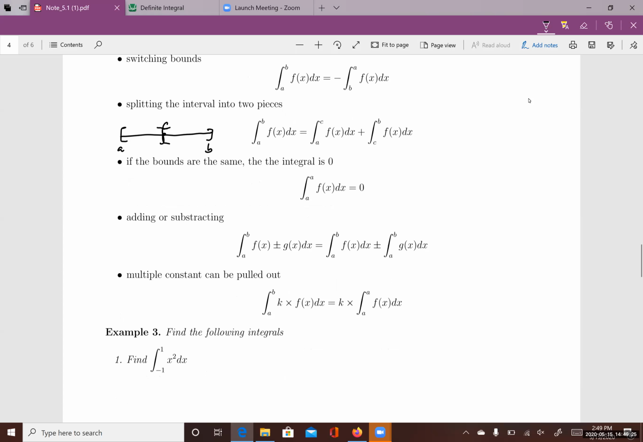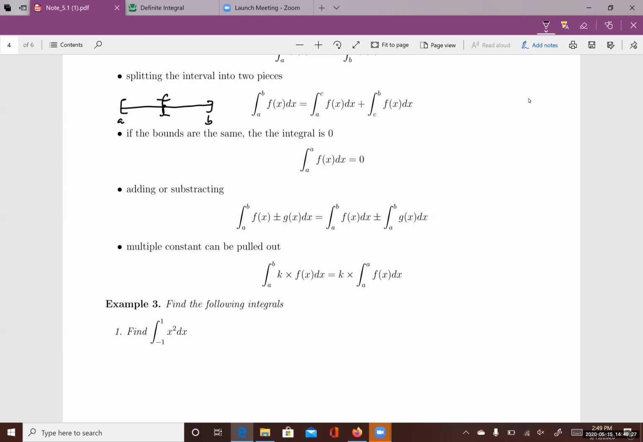Okay. Then you can add or subtract two definite integrals, right? If you are taking the definite integrals of two different functions on the same closed interval from A to B, then the definite integral of f of x plus or minus g of x from a to b is the same as the definite integral of f of x from a to b plus or minus the definite integral of g of x from a to b.